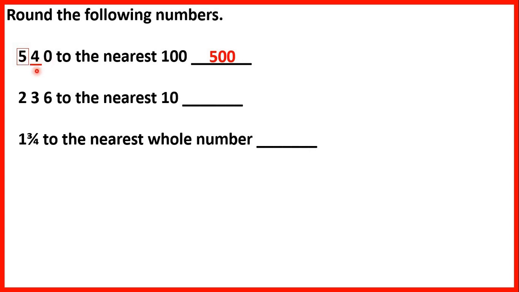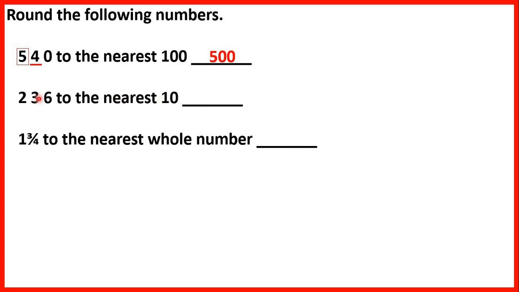540 is between 500 and 600, but it's closer to 500, so that's what it rounds to when rounding to the nearest hundred. Now we need to round 236 to the nearest 10.